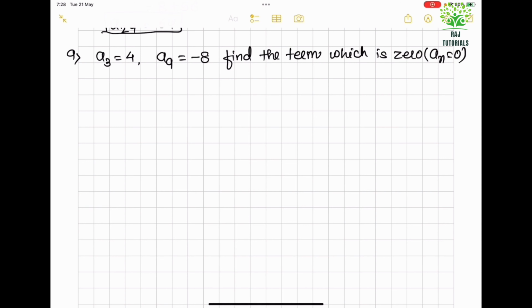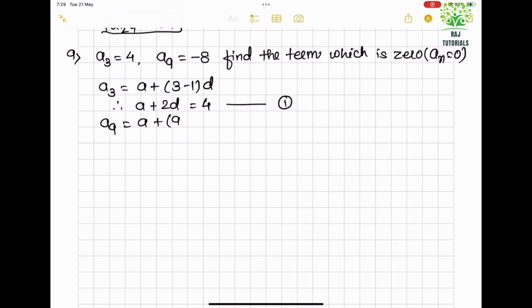Now in the ninth question I am given A3, that is third term of an AP is 4 and ninth term is minus 8. To find the term which is 0. So using again the formula, A3 will be a plus (3 minus 1)d. So therefore a plus 2d equal to 4. This is 1. And similarly A9, a plus (9 minus 1)d. So therefore a plus 8d is minus 8.